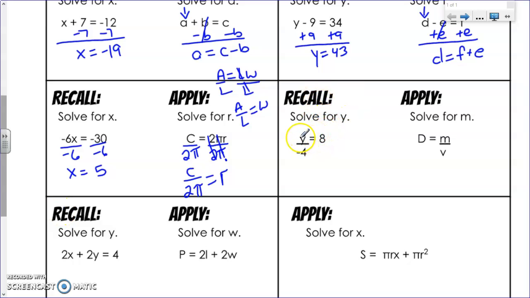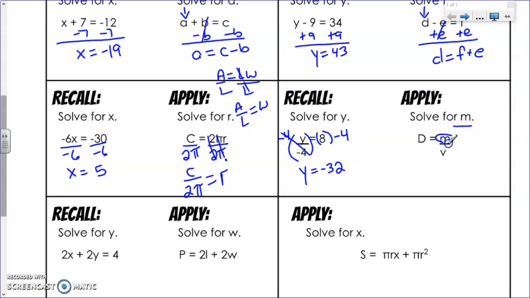Please pay attention. This is y divided by negative 4. So what's the opposite of dividing? Multiply by negative 4 on both sides, because whatever I do to one side of the equation, I do to the other. So I get y equals negative 32. Does that make sense? Because it was divided by negative 4, the opposite is multiply by negative 4. Is everybody with me?